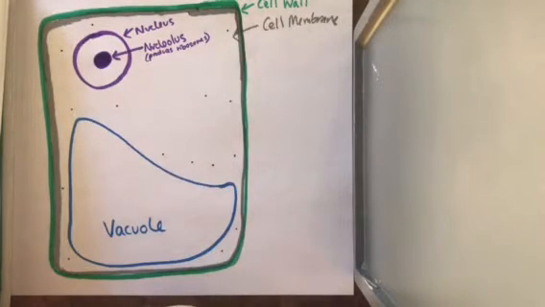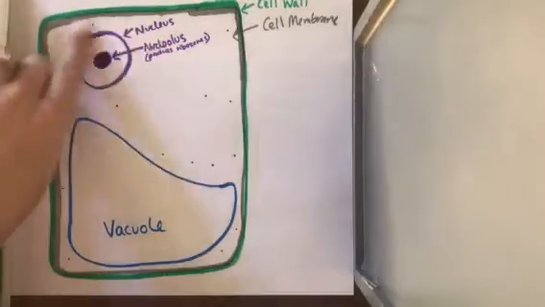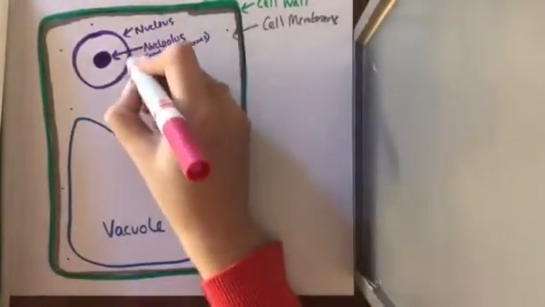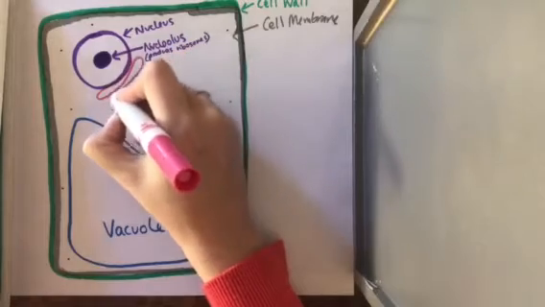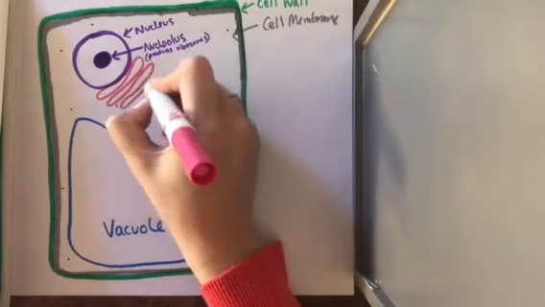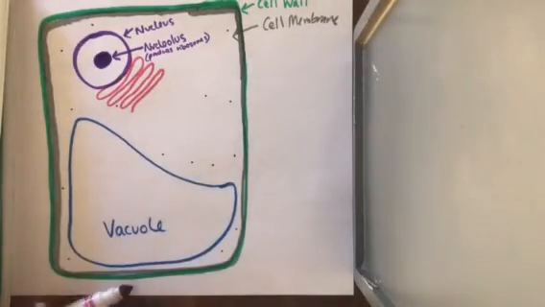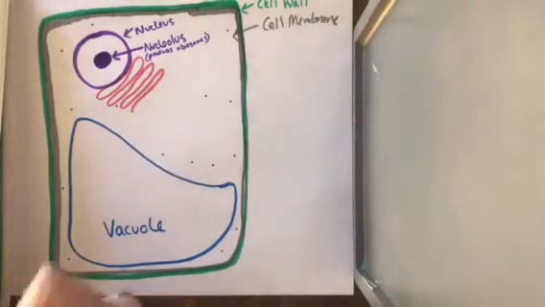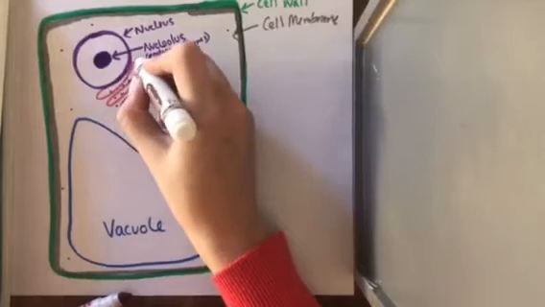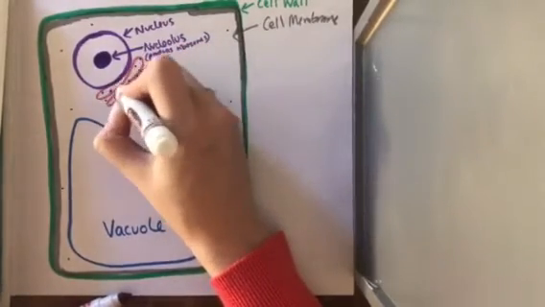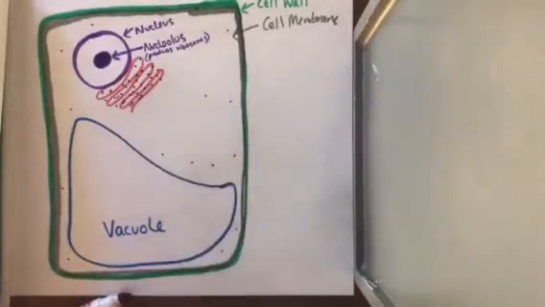Let's see here. Running out of colors. Let's use pink. Right next to our nucleus, you're going to see something that looks kind of like tunnels. This is an ER. Now, we know we have 2 ERs. One of them has ribosomes on it. So here are my ribosomes all over this ER.